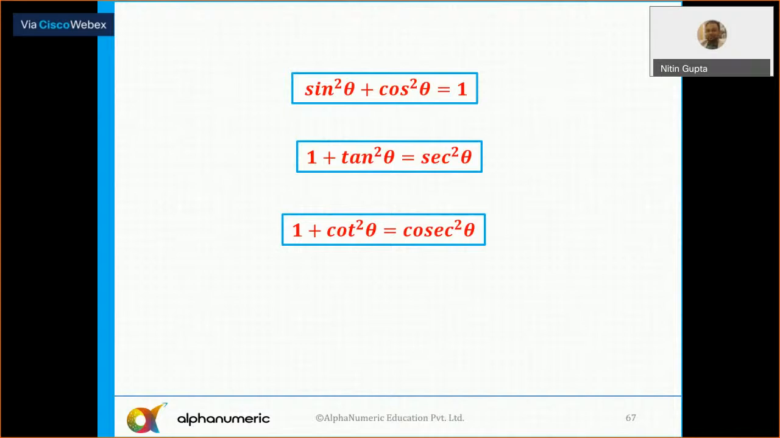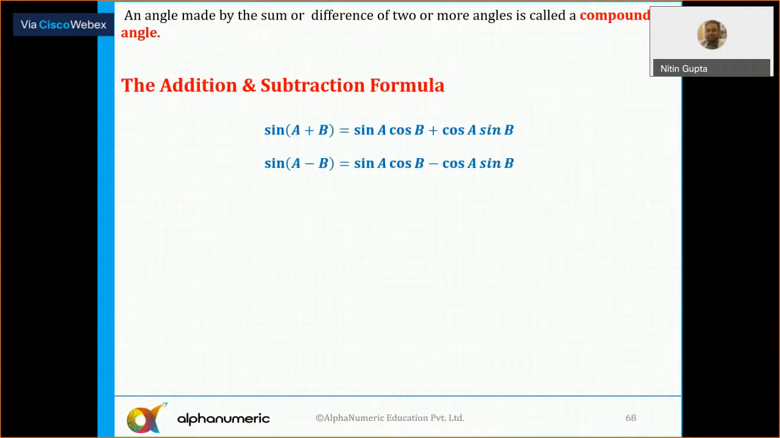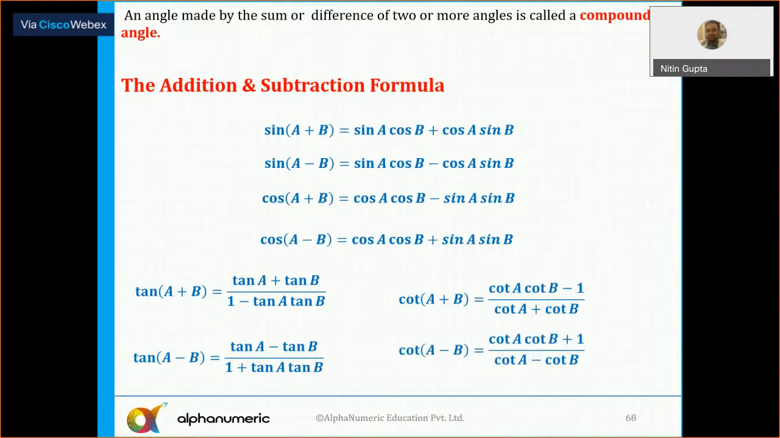Now coming to the last part, that is the compound angles. Okay, sin A plus B is equal to sin A cos B plus cos A sin B. Sin A minus B, cos A plus B, cos A minus B, tan A plus B, and tan A minus B. Cot A plus B, cot. Now all these formulas, like I say, once in a while you might be able to use.